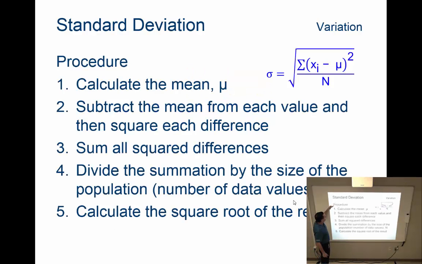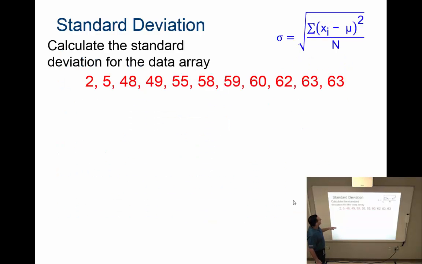To calculate the standard deviation, then, we have to first calculate the mean. So I'm adding all the data values together, dividing by the total number within that data set. I'm subtracting the mean from each of the values and then squaring each difference. I'm going to sum all those squared differences up, divide by the size of the population, which would be our n, and then calculate the square root of that to get the standard deviation. There are a lot of steps, but the math associated with this is pretty straightforward.